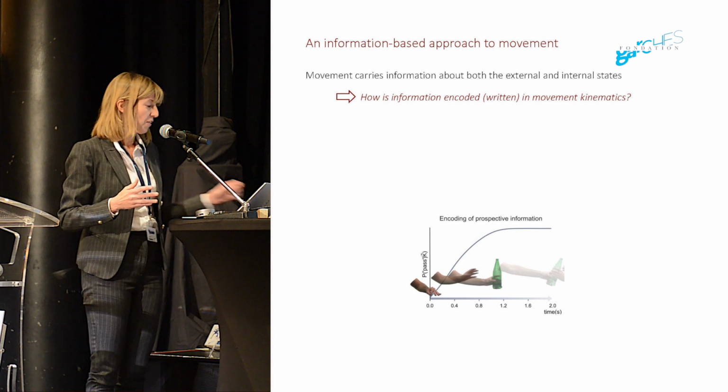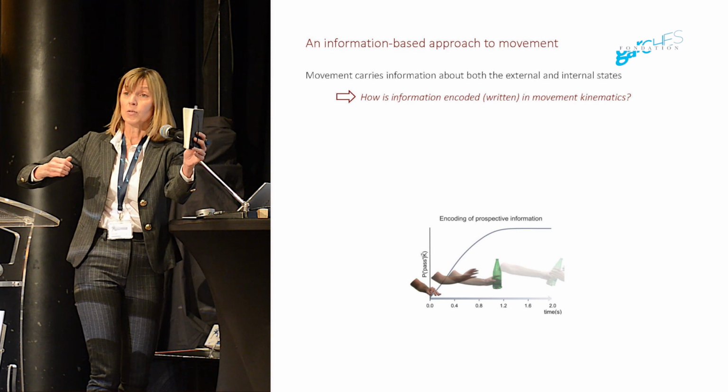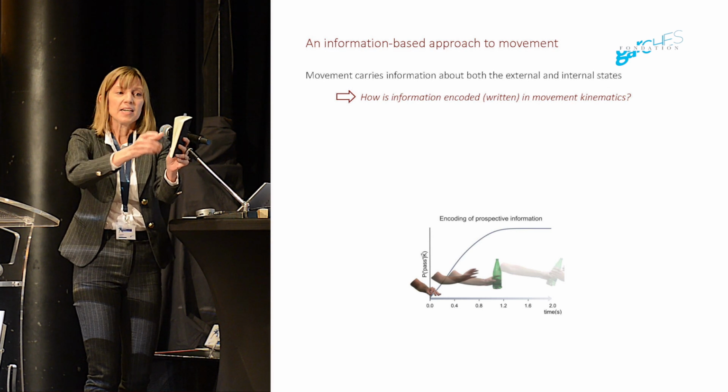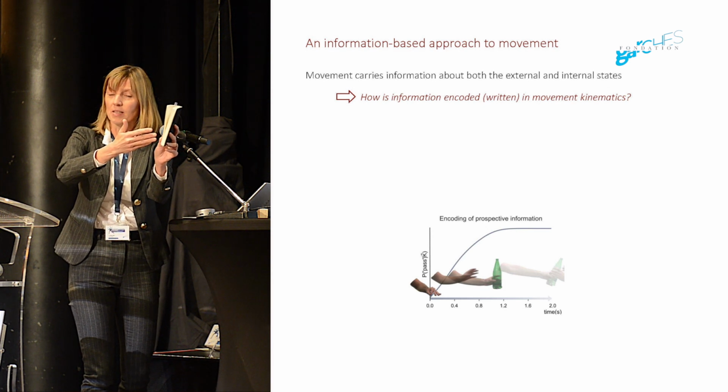For example, if I grasp an object, from the way I approach the object, just the reaching phase of the movement, you can infer the size of the object, the distance of the object, even the weight of the object. So movement carries information about the external world. It also carries information about the internal world, what is inside our brains, cognitive processes, decision processes, and this is what we study in my lab. So what we study in my lab is how movement codes information about internal states.